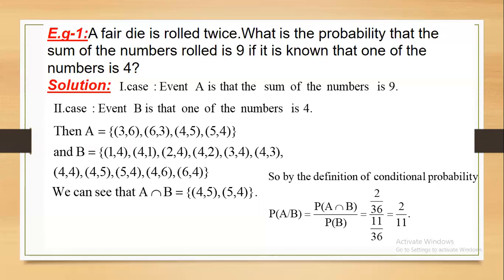Why? Because here for the event B we have 11 cases, and it will be equal to 11 over 36, and probability of A intersection B has only two elements and it's equal to 2 over 36. And if you write the given possibilities, then we are going to find the answer 2 over 11.